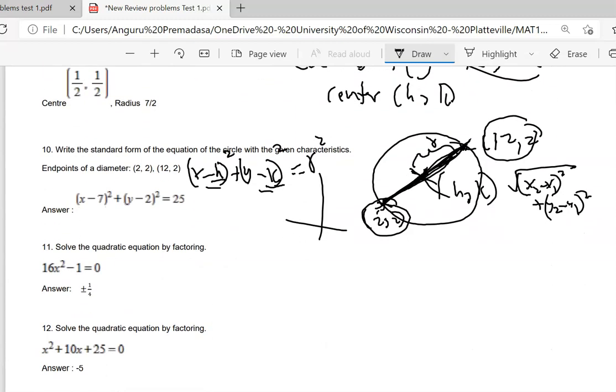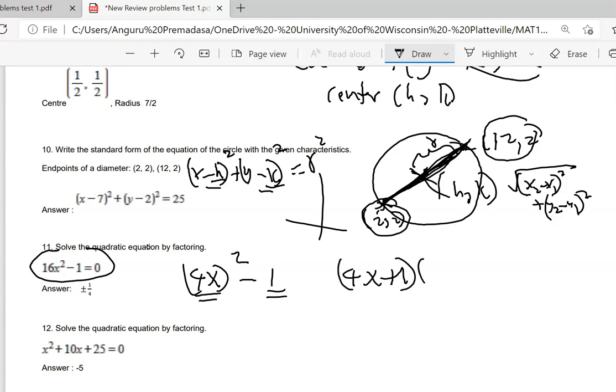All right, so now from question 11, we are actually doing solving quadratic equations. So this one by factoring, this one is actually 16x^2 is the same as 4x^2 minus 1. You can easily factor this as a difference of two squares, (4x + 1)(4x - 1), and set it equal to 0, and then each of these has to be equal to 0.